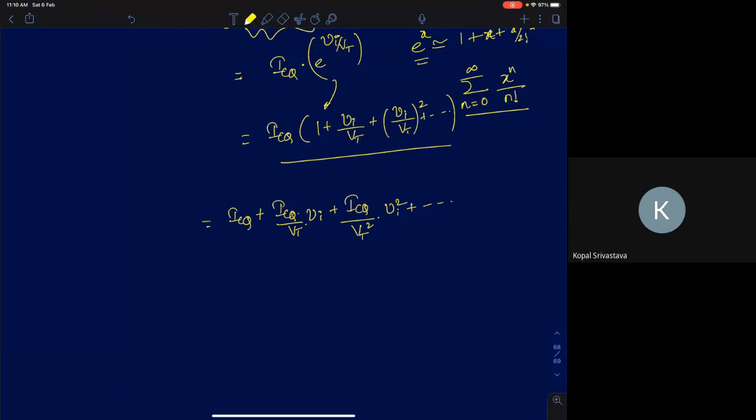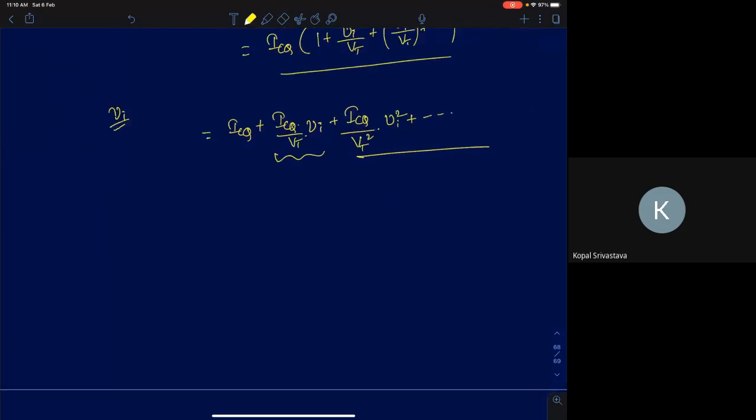Now what we do in this analysis, generally when we do the small signal analysis, we assume the voltage signal VI is small enough that I can ignore these higher order terms in comparison to this. Okay, look at it. Let's assume VI is 1 millivolt.